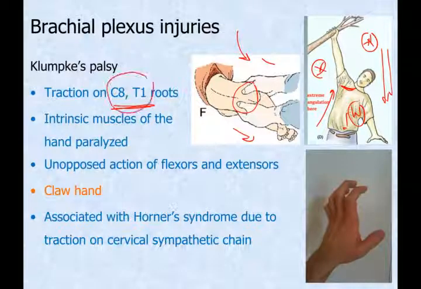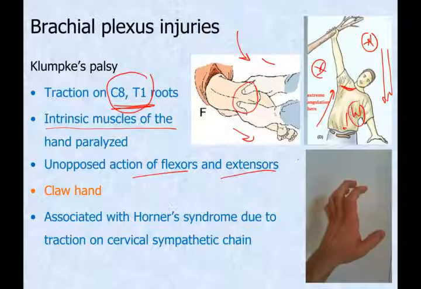Now C8 and T1 nerve roots actually supply the intrinsic muscles of the hand. So your interossei, lumbricals, and even thenar and hypothenar muscles are all supplied by C8 and T1 roots. Therefore all these muscles will be paralyzed, and the action of these small muscles, especially lumbricals and interossei, is to oppose the action of the long flexors and extensors of the forearm.